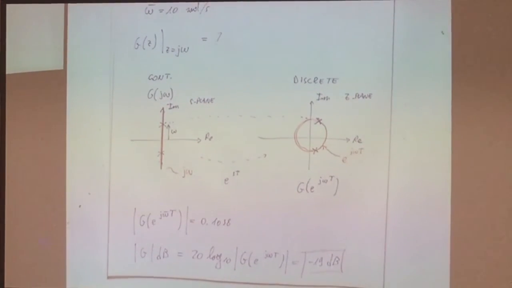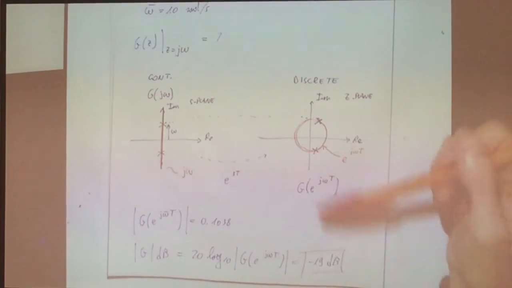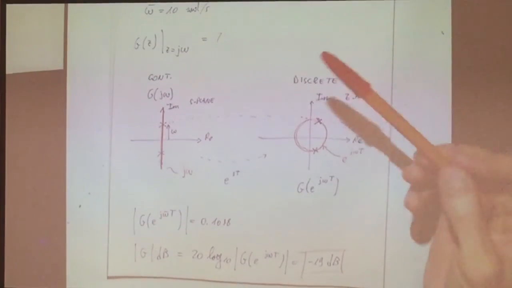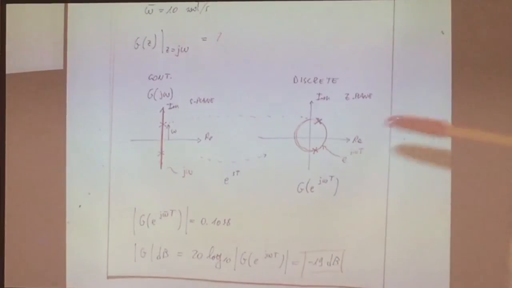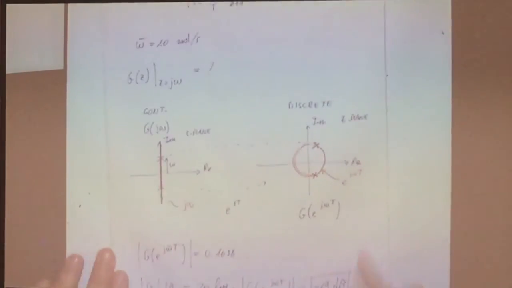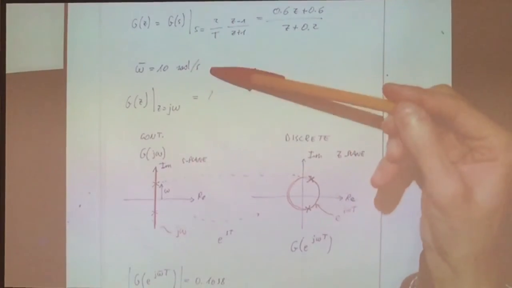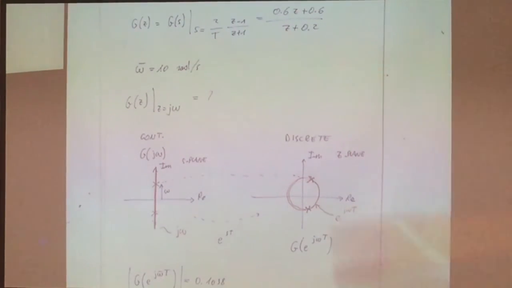What is the meaning of this? The meaning is that the Tustin rule has changed the characteristic frequency of the filter. It's no more the same. So at omega equal to 10, we don't have a gain of minus 3 dB anymore, but we have minus 19. So our filter is completely different now. It's been distorted by the transformation.